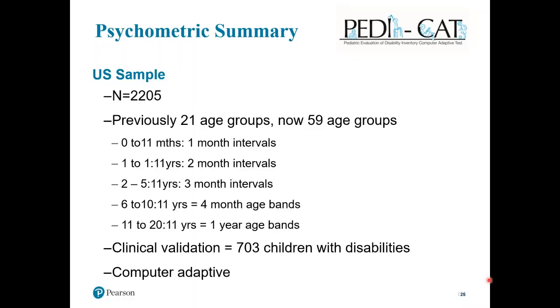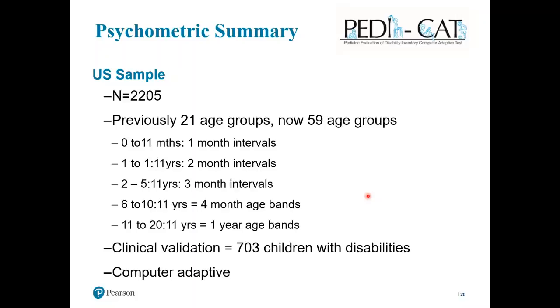Let's talk a little bit about the psychometrics and how the test was developed. So the test is a US sample, developed in the United States, and it has a large sample, 2,205 individuals, which is a very large sample. On the previous version, you've heard me mention that there was a previous desktop version, which some of you may have used. There were 21 age groups, so they were 1 year age groups. So it was birth to 1, 1 to 2, 2 to 3, and so forth.